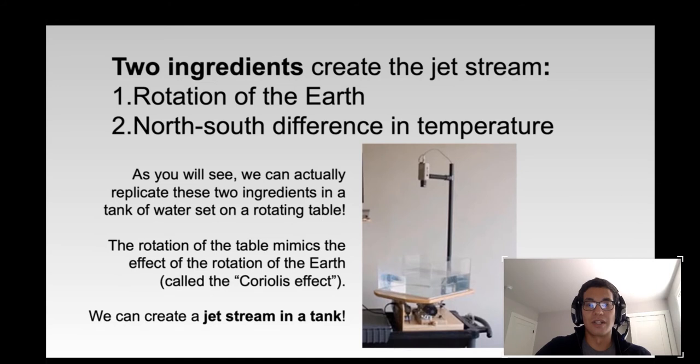And so to note is that the rotation of the tank or the table mimics the effect of the rotation of the Earth. This is what we call the Coriolis effect. So this is why the rotation matters. I'm not going to talk about exactly why here. But these two things you can create in a tank, which means you can create a jet stream in a tank, which is pretty awesome. So you'll get to see this.